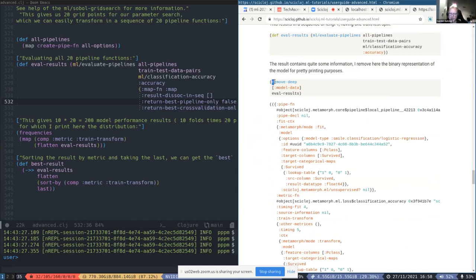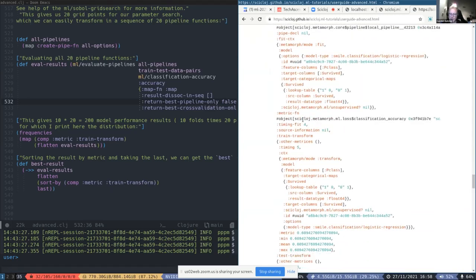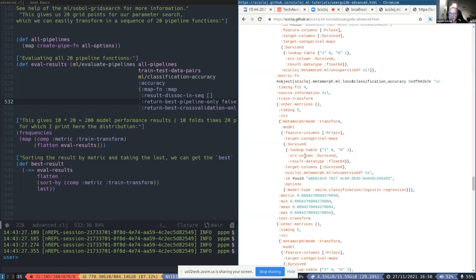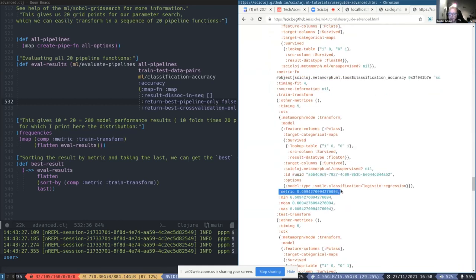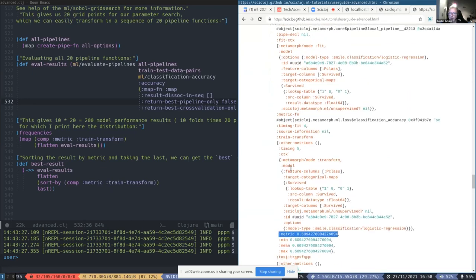I wrote a special function to print this context, which removes exactly these complicated model data, the binary data which made the problem with Daniele. So I wrote a function which removes exactly that from the result, so that I can print it here on the screen. And we see already in these results the matrix. That is here the matrix. So the one matrix we were asking for is in this result.